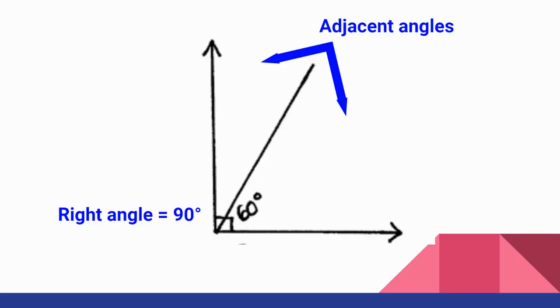So let's begin with a right angle. We remember that a right angle is 90 degrees. So there's our right angle. We have two adjacent angles. These two angles are right next to each other. And one of them is 60 degrees.